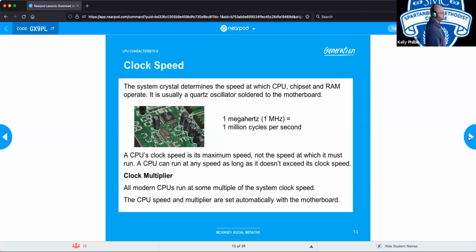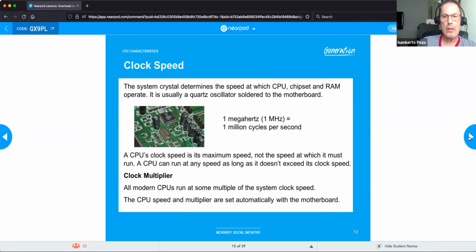All right. Clock speed. We already talked about this yesterday. There is the quartz crystal that sets the clock speed for the computer. And the CPU's clock speed is the maximum speed that it can handle, not the speed at which it must run. So it can run lower than that, but typically the speed it gives you is the maximum it can handle. If we want to exceed that, what do we call that? Overclocking. There we go.